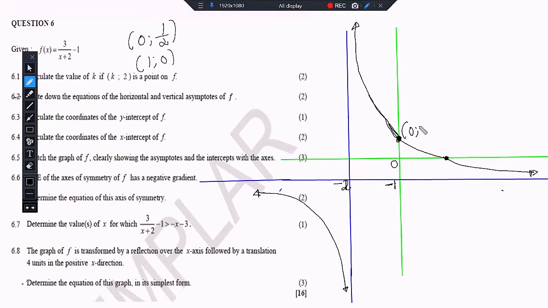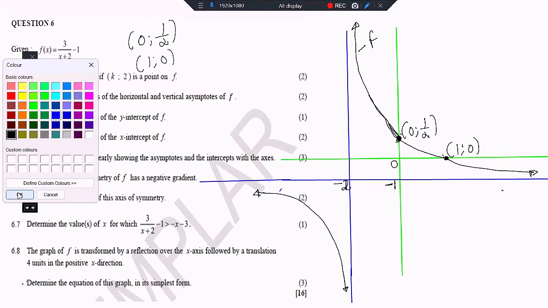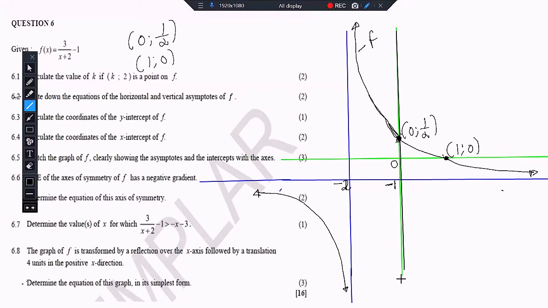So here we have (0, 1/2). And then here we have (1, 0), right? And then we can label this f. At the end of the day, this is the graph that you should have. So all the intercepts have been shown clearly, intercepts with the axes. All the asymptotes have also been shown clearly with the blue there. So nice, nice, nice. Awesome. Let me just make this one black.